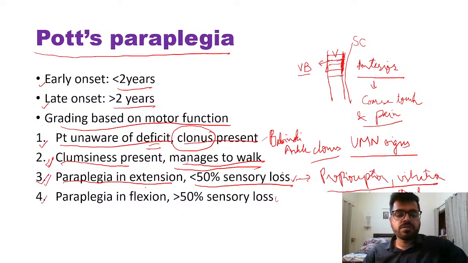But in grade 4, the posterior columns are affected, and proprioception, vibration, and fine touch are also gone. So that is more than 50% of sensory loss. That's it. The grading is based on motor function. Grade 1, patient unaware of deficit, clonus present. Grade 2, there is clumsiness and somehow the patient manages to walk. Grade 3, there is less than 50% sensory loss. In grade 4, there is more than 50% sensory loss.